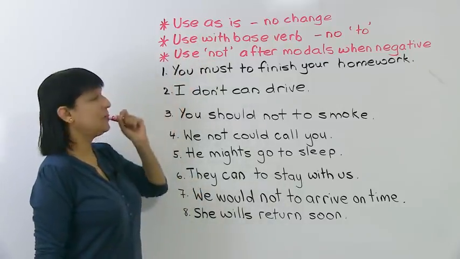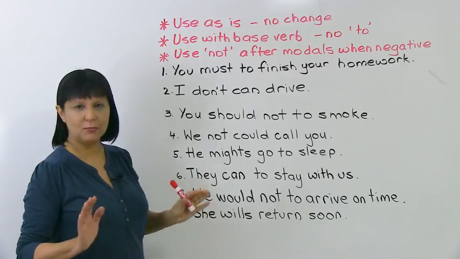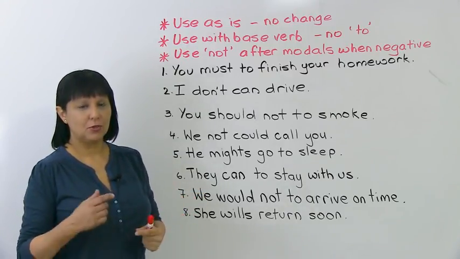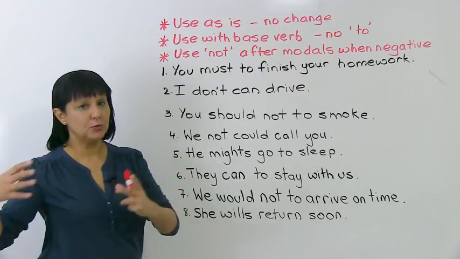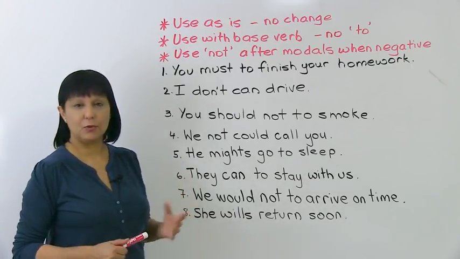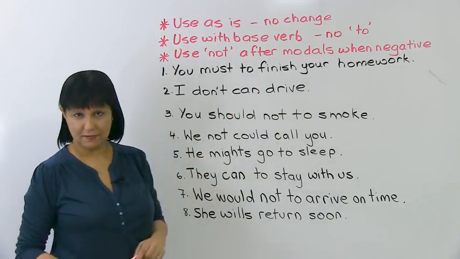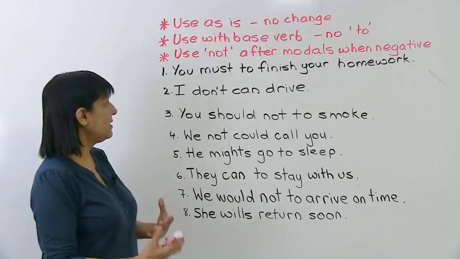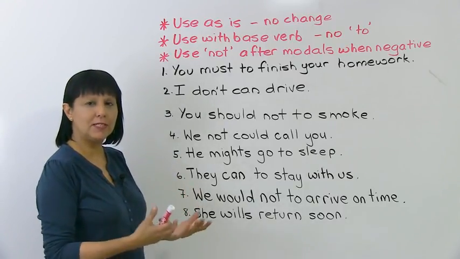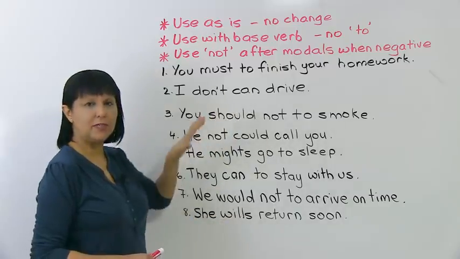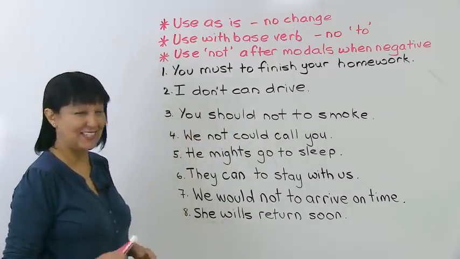First one, remember, use it as it is. Don't change the modal verb. Second one, use with the base verb. Don't use the full infinitive to something. And the last one, use not after the modals when it's negative. Okay? All right, try to keep those in mind. But most of all, let's look at the actual examples and you tell me what's wrong with them. There is something wrong with each and every one of these sentences.